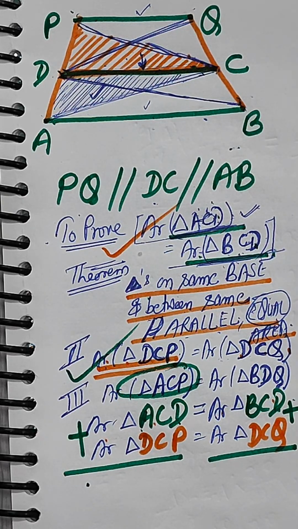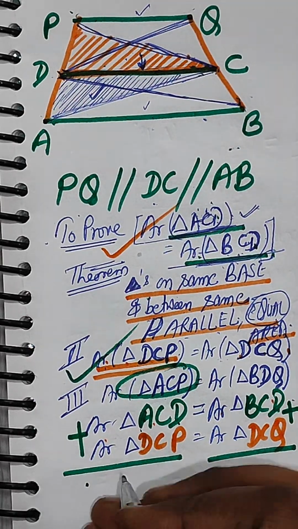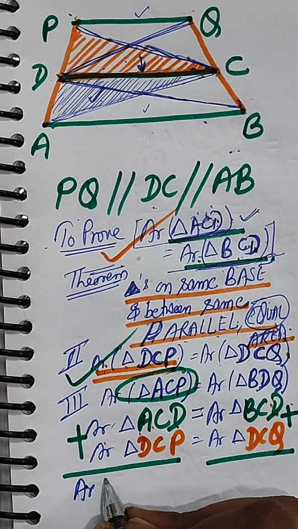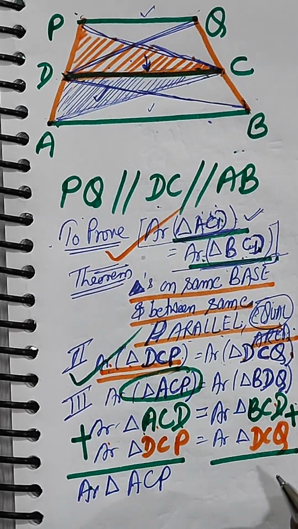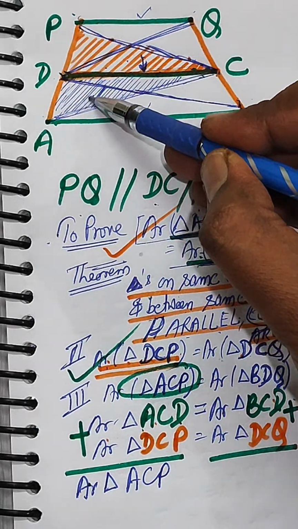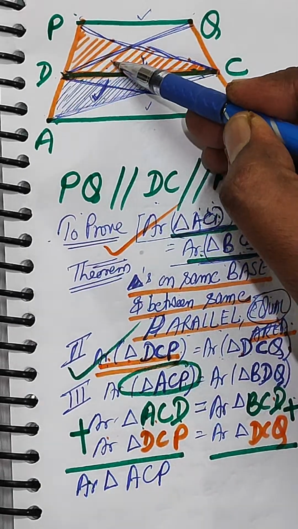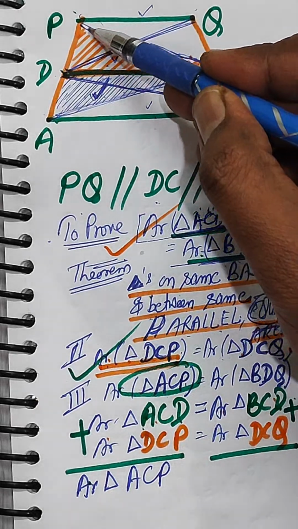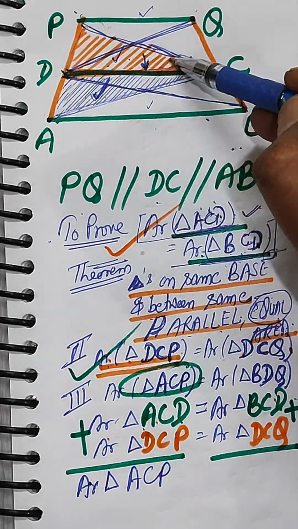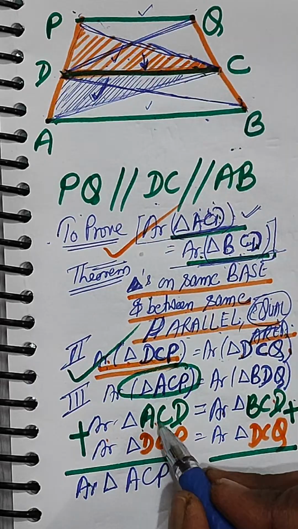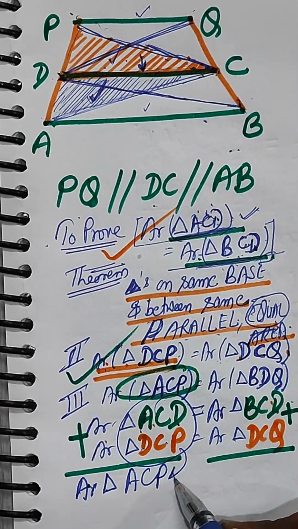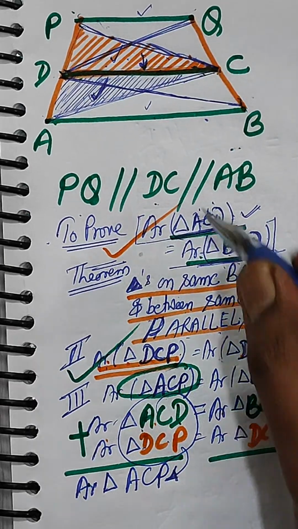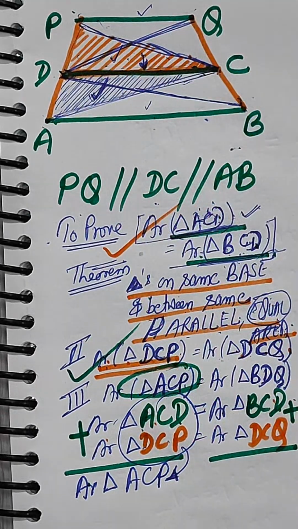Let me write simply using the blue pen. That is area of triangle ACP, that means this one, the blue one and the orange one, both of these taken together. So ACD and DCP will be forming ACP, isn't it? The complete shaded one.